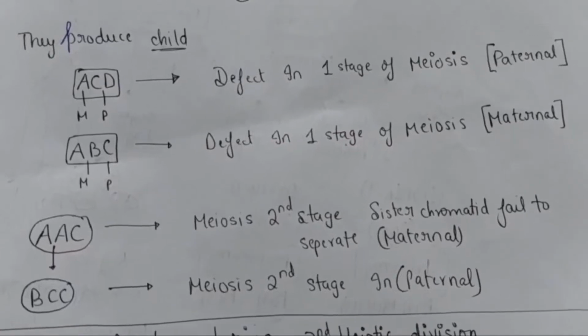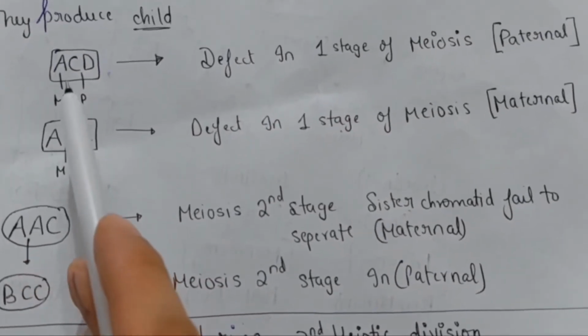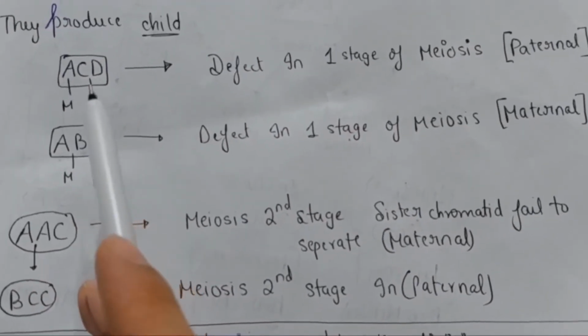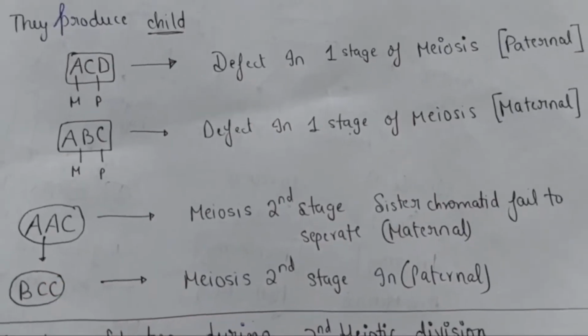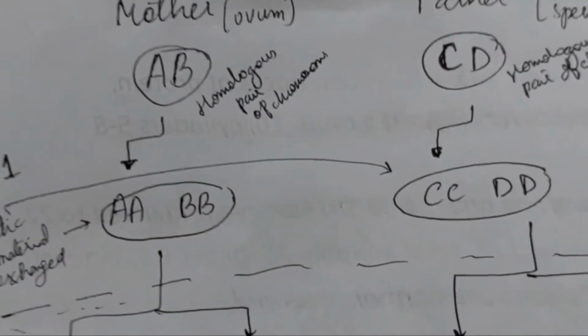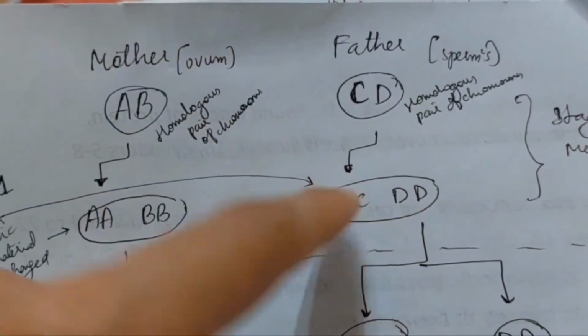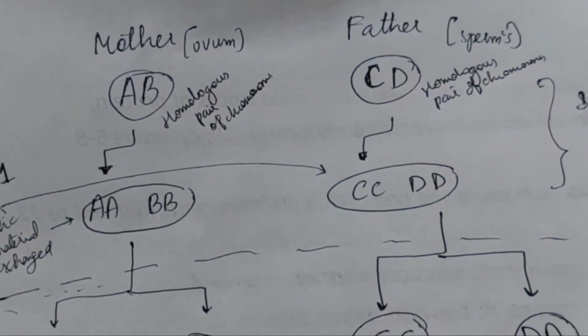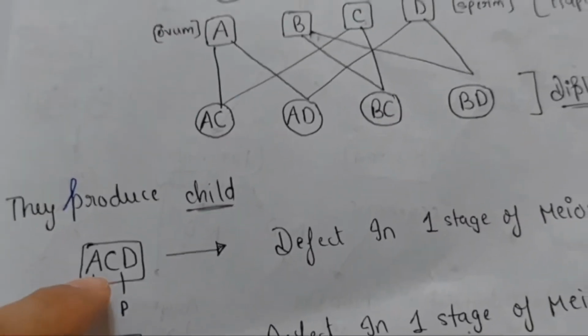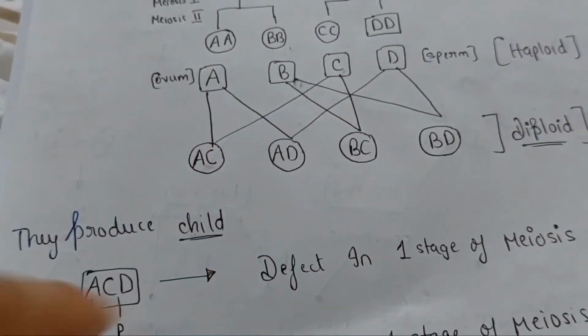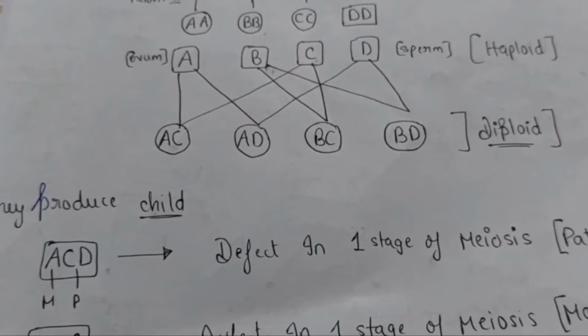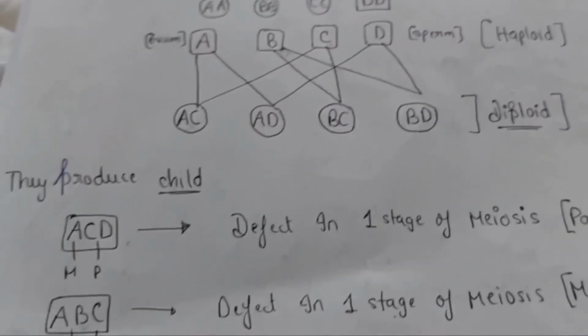Now if the same couple produces a child zygote whose genetic makeup is ACD, this means there was a defect in the first stage of meiosis, because we remember that C and D were together. Maybe there was non-disjunction here, and as a result we had A coming from the mother but CD coming from the father, and that is the defect in stage 1 of meiosis, paternal.